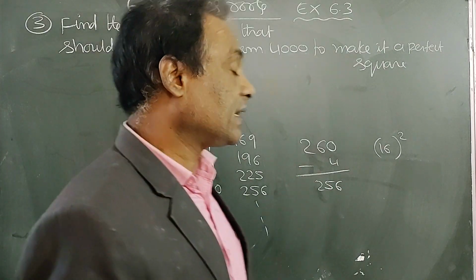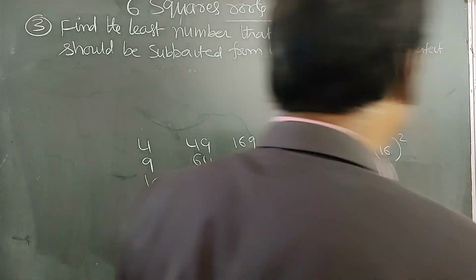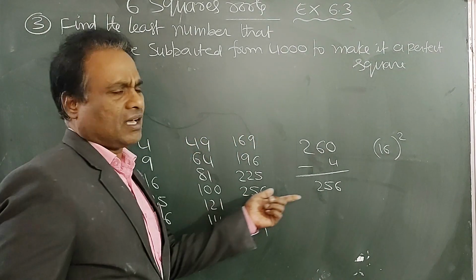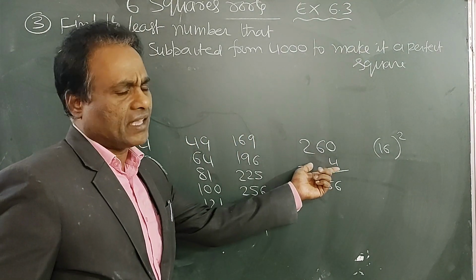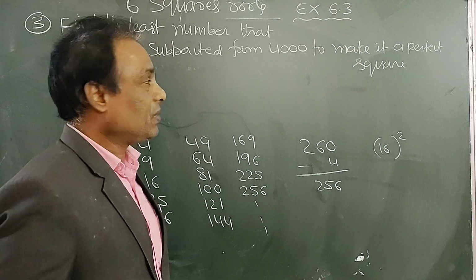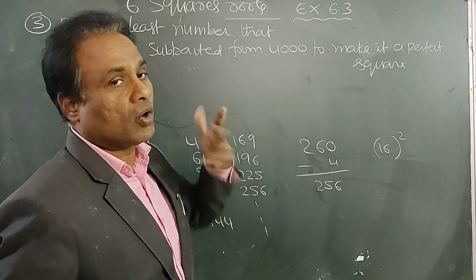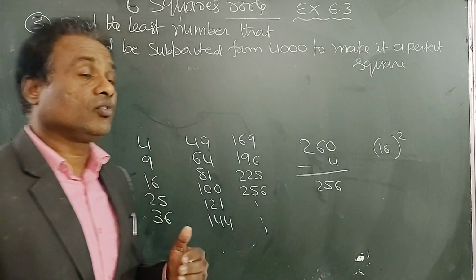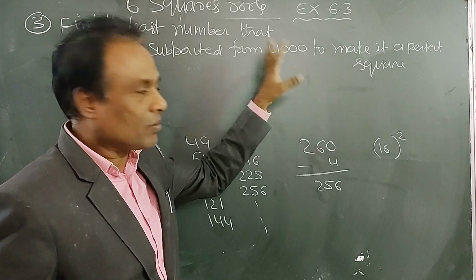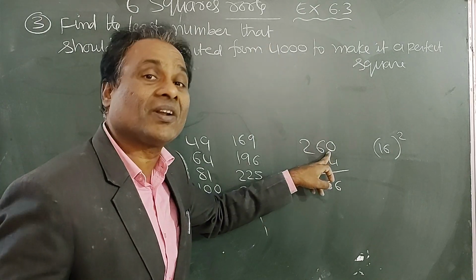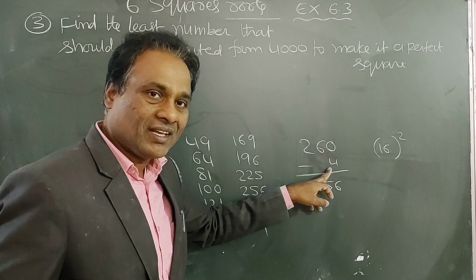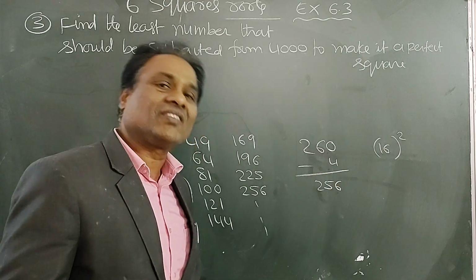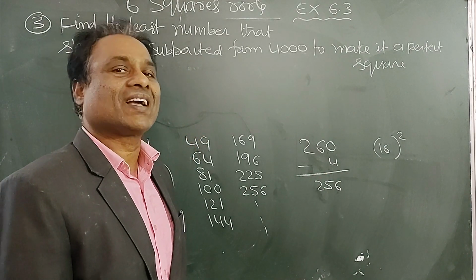So, what should be subtracted to make it a perfect square? This is a small number, so I explained it as an example. But for this one, we don't know the procedure. 260 is not a perfect square. Something should be removed. If 4 is removed, it is 256, and 256 is a perfect square. That is the concept.